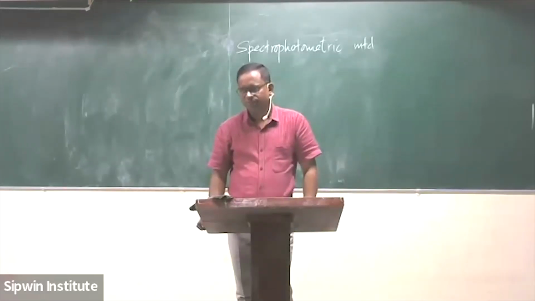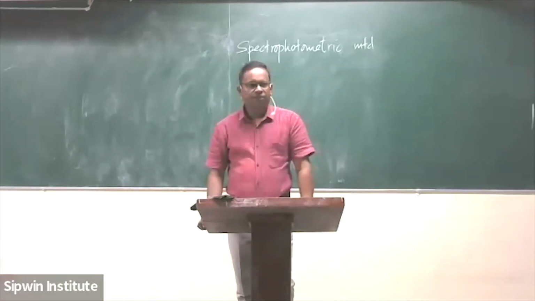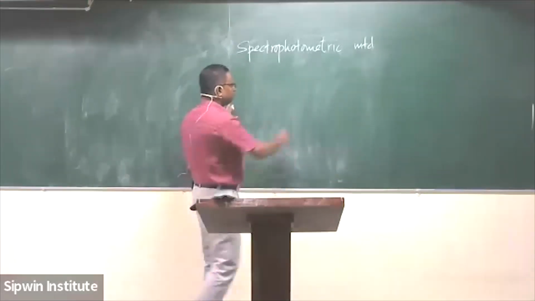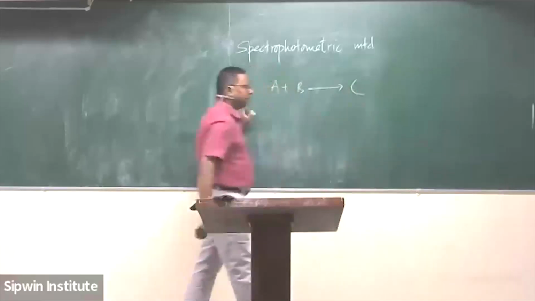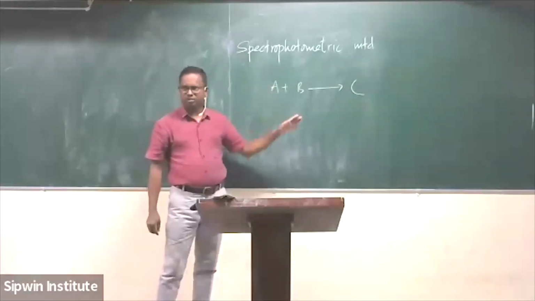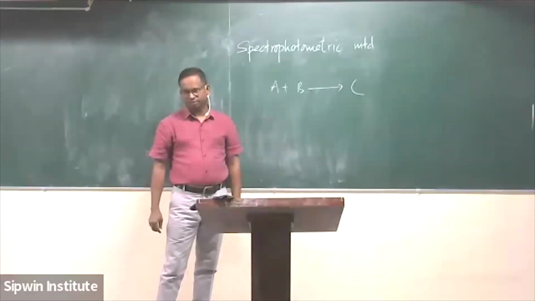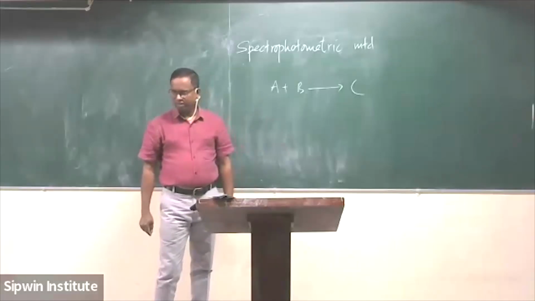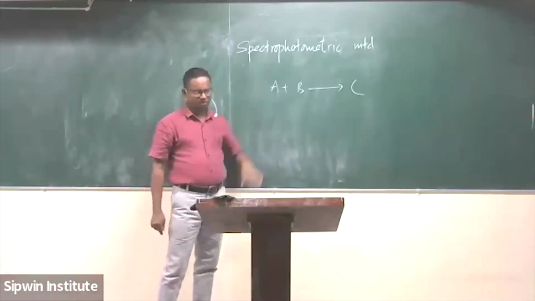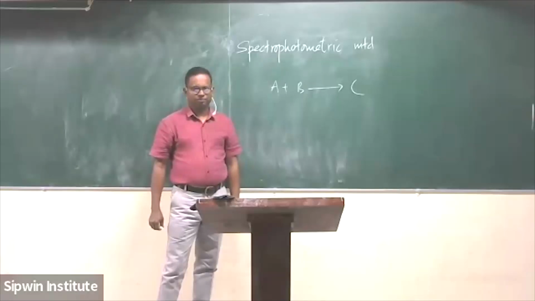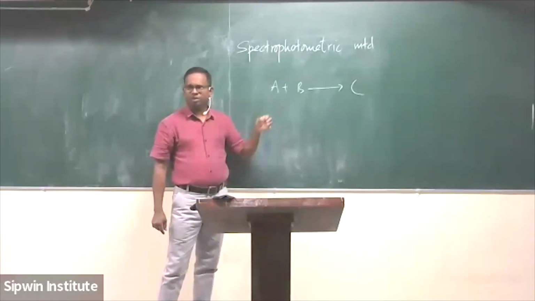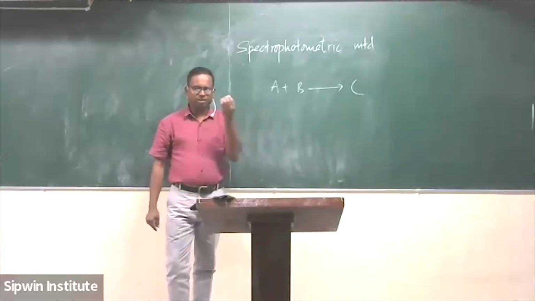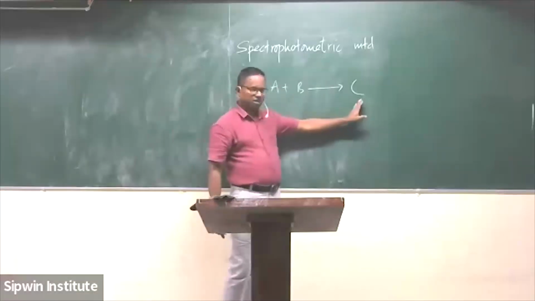Therefore, if you want to apply this method, when considering the reaction, at least one of these components must have a special color. If these are colorless, we cannot apply this method. In the reaction, if one of the components has a color, we can measure the absorbance, that is, the color. Say for example, this one is a colored one.